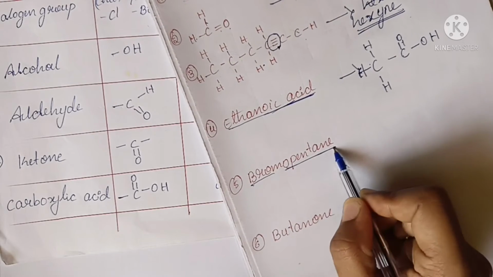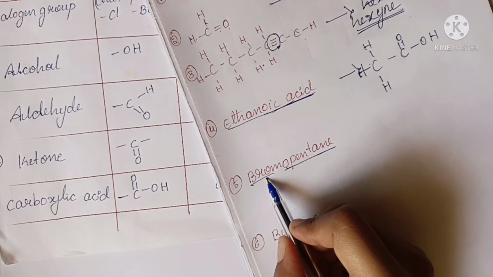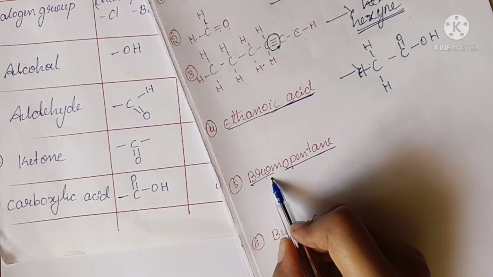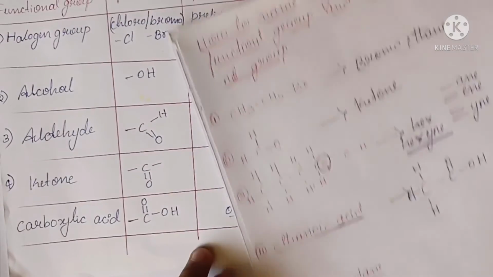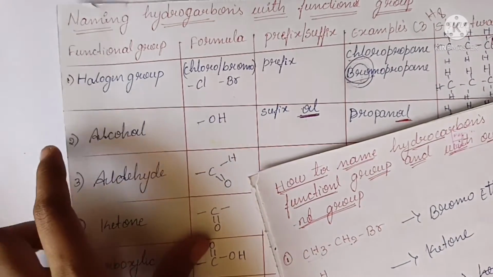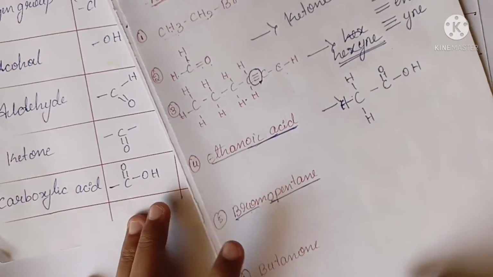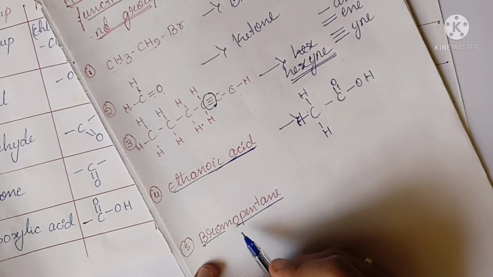bromopentane. See, pentane in the sense common hydrocarbons, we all know that. But when it comes to bromo, it indicates that something is attached as a functional group. See, bromo in the sense, what is that? That is the halogen group, which we have to mention in the prefix form. Okay, so now how to write the structure of this?